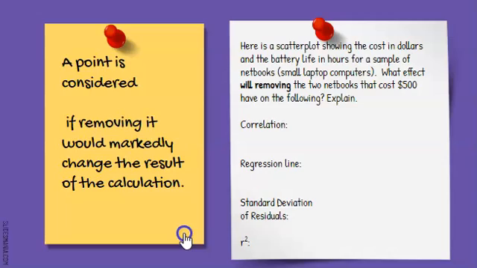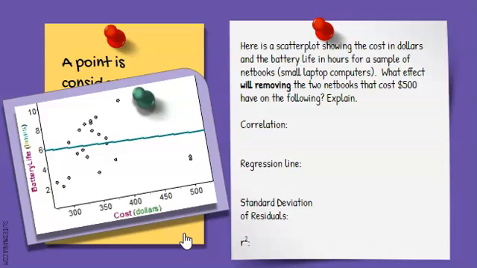Okay, a point is considered influential if removing it will markedly change the result of the calculations. All right, so here's the scatter plot showing the cost in dollars and the battery life in hours for a sample of netbooks, small laptop computers. What effect will removing the two netbooks that cost $500 have on the following?